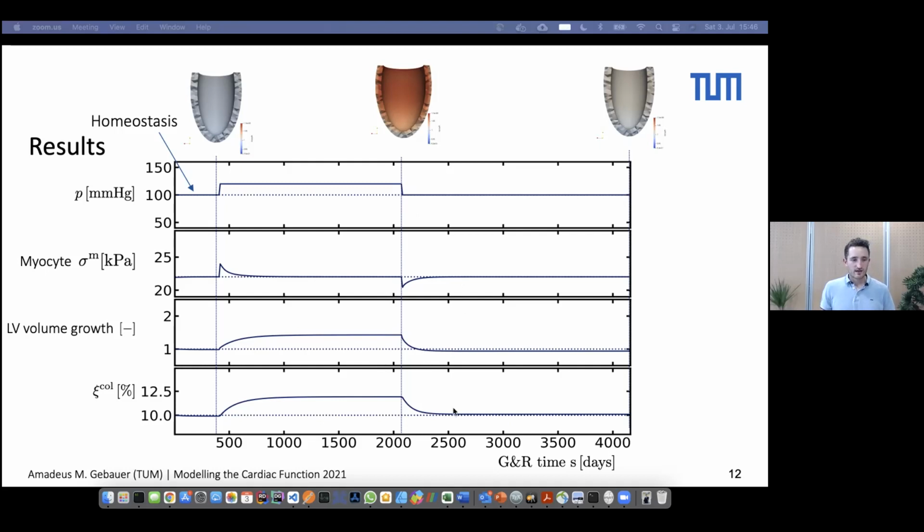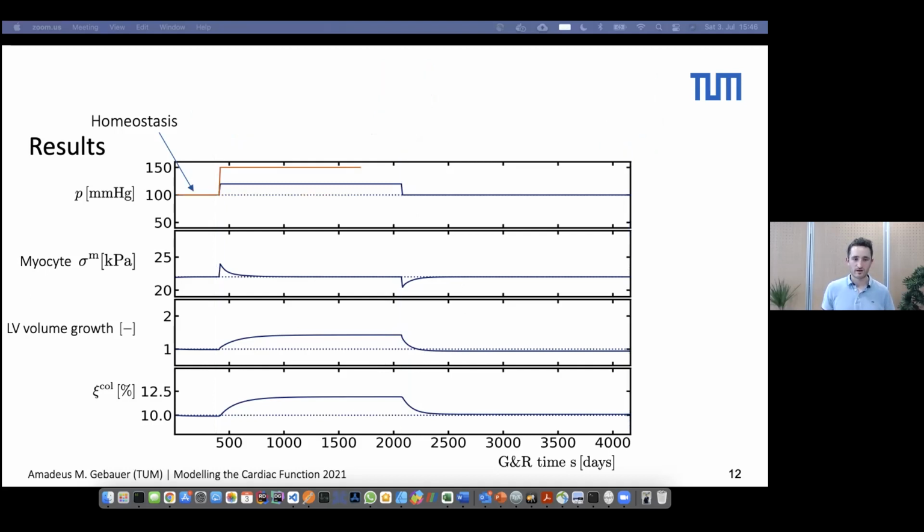So now we look at a second case. If we load the heart not with 120 millimeters of mercury, but with 150, we will see that the myocyte stress will not return back to the homeostatic stress, so the left ventricular volume will grow forever. So we are here in a regime that is unstable. This pressure increase was too high for the ventricle to just compensate by growing.